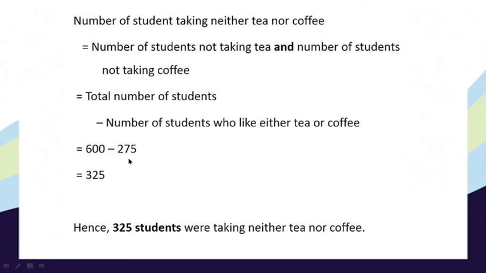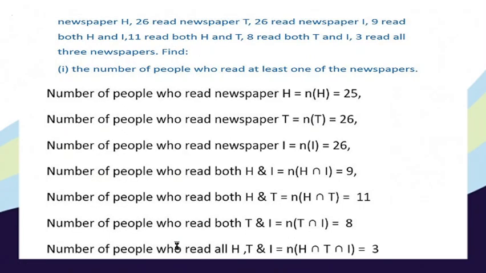So it means 600 minus 275, 325 students who are taking neither tea nor coffee.